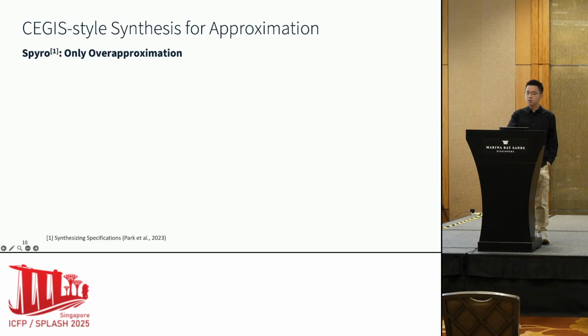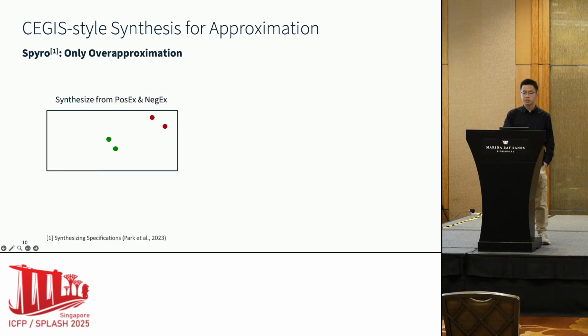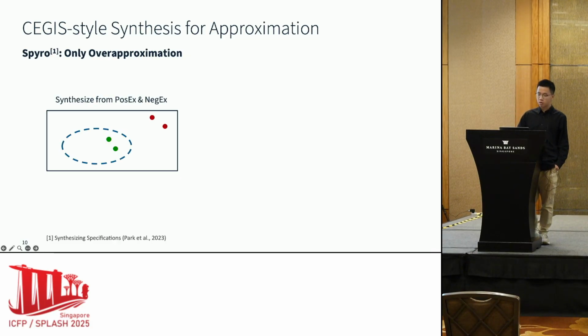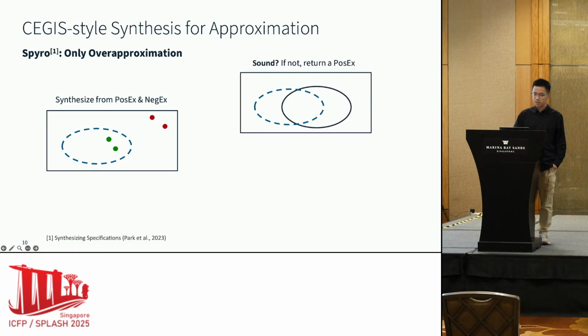Our synthesis algorithm builds on top of the Spyro algorithm, which only handled over-approximation cases. It follows a CEGIS-type approach. It also uses positive and negative examples to approximate the synthesis objective. At a high level, the algorithm has three main primitives, and each of them can be implemented as a call to the solver. First, it will try to synthesize a property from the current set of positive and negative examples. Next, it will check the soundness of that property.